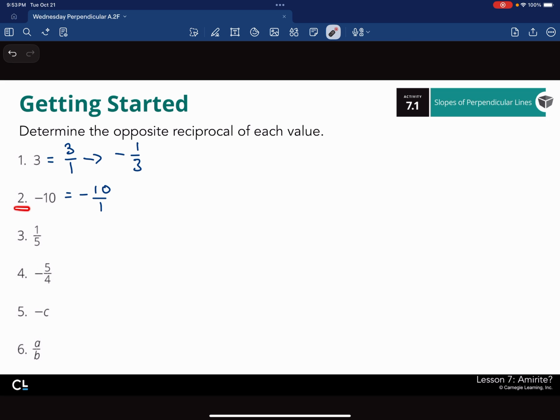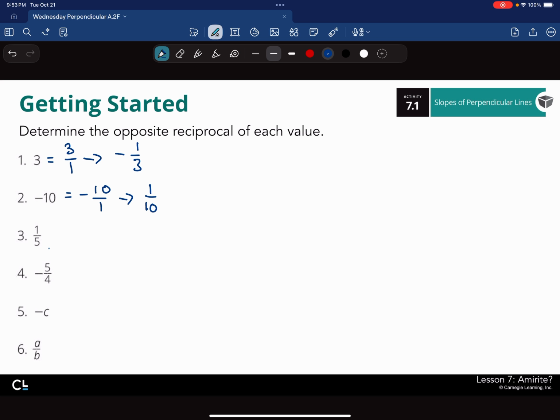Okay, let's continue number 2. I have negative 10 over 1. And I'm going to change that to the opposite reciprocal. What's the opposite of negative? Positive. And then how do I change 10 over 1? I change it to 1 over 10. Once again, I went from negative to a positive, and these two numbers switch spots.